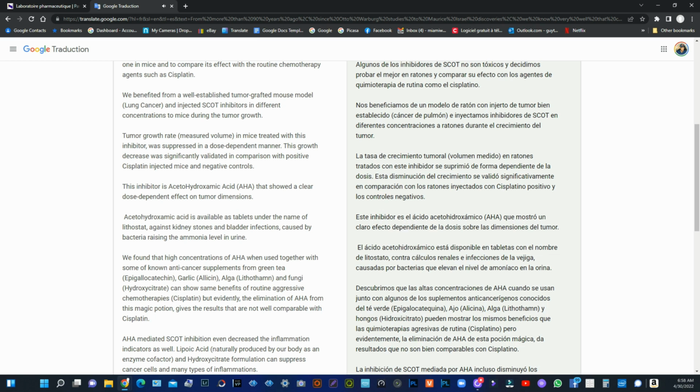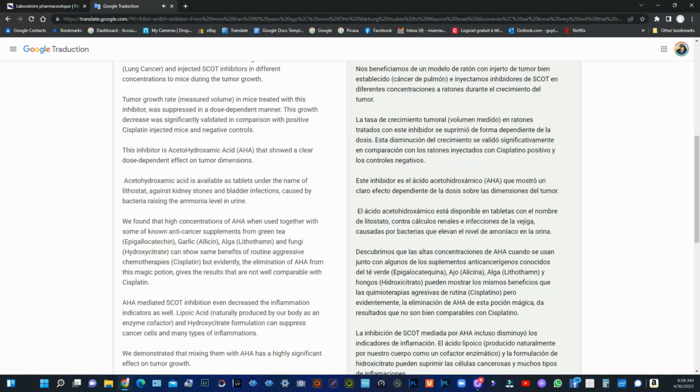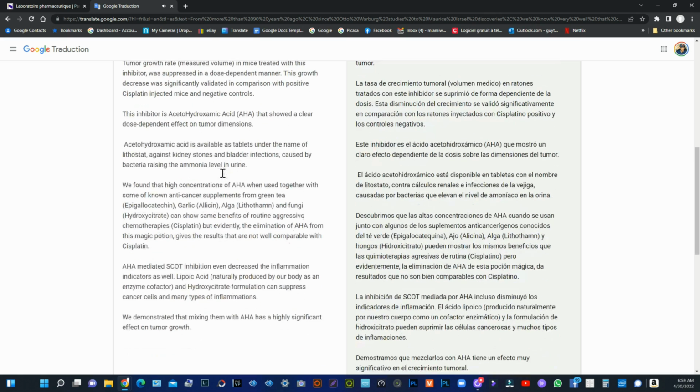This inhibitor is AcetoHydroxamic Acid, AHA, that showed a clear dose-dependent effect on tumor dimensions. AcetoHydroxamic Acid is available as tablets under the name Lithostat, against kidney stones and bladder infections caused by bacteria raising the ammonia level in urine.